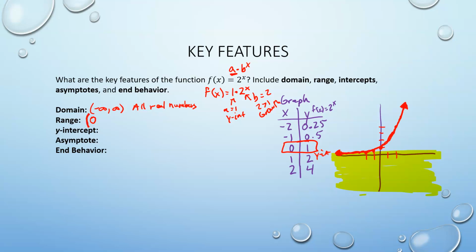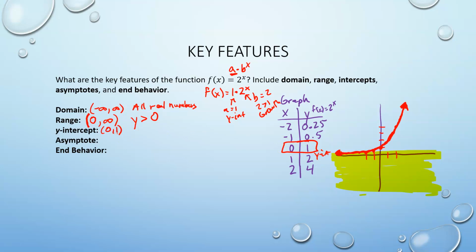Okay, so that's one twist on the exponential graph, and we'll talk about what that is in a second. And finally, it does go up forever, so it's from 0 to infinity. Okay, if you were doing inequality notation, it would be y greater than 0, so you would not underline it. The y-intercept, we already talked about, that's the 0, 1.